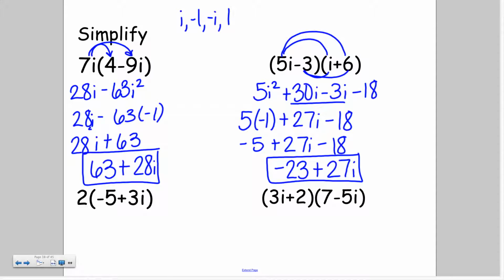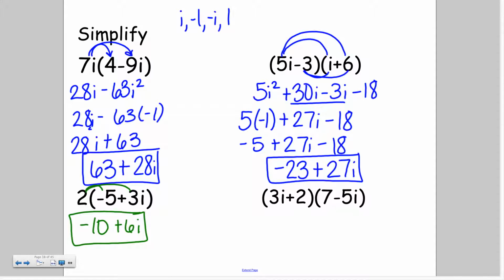All right. On this one, I'm just going to distribute my 2. So 2 times negative 5 is negative 10. 2 times 3i is 6i. Pretty easy for that one.